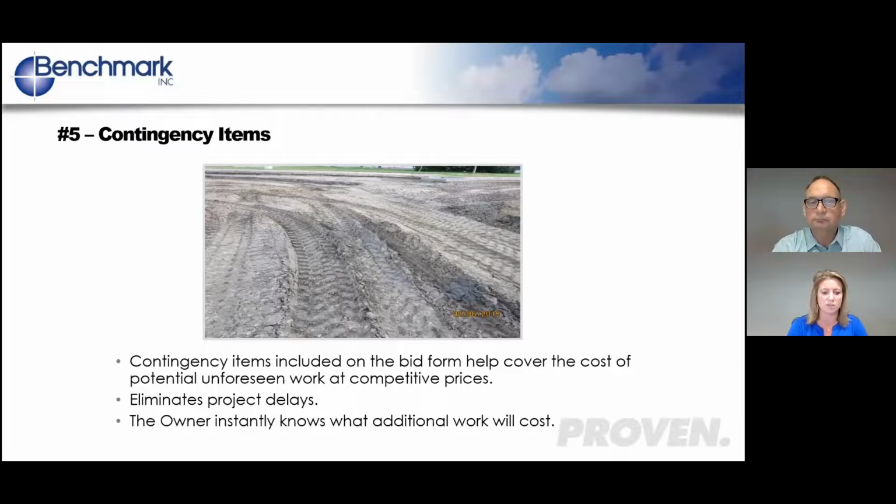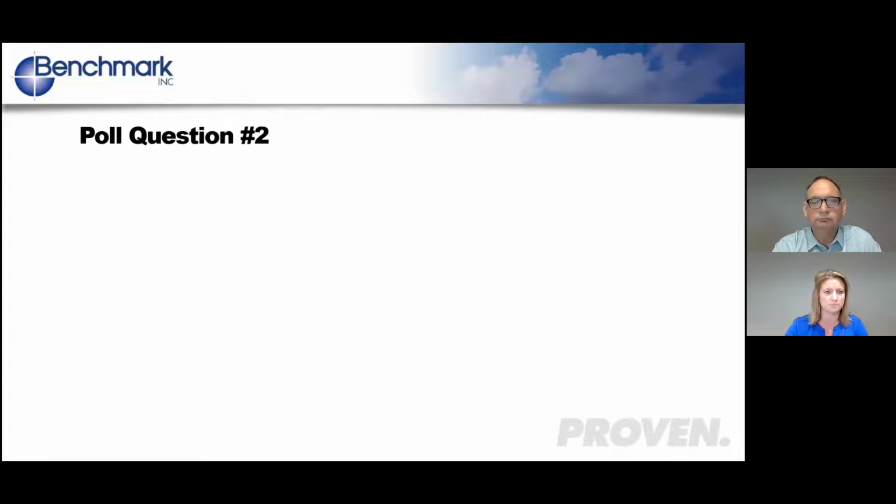And Troy also mentioned stone undercut. Those are big items that would be seen as contingency or allowance items. And the biggest reason to have those is it eliminates project delays. So if a change order comes up, you've got that pricing already. You can be having conversations with the contractor, and with your boss, on what those additional costs might be. Basically, you've got everything you need right there at your fingertips.